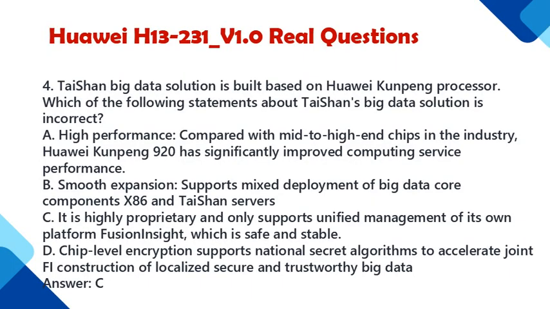4. Taishan Big Data Solution is built based on Huawei Kunpeng processor. Which of the following statements about Taishan's Big Data Solution is incorrect? A. High performance. Compared with mid to high-end chips in the industry, Huawei Kunpeng 920 has significantly improved computing service performance. B. Smooth expansion. Supports mixed deployment of big data core components x86 and Taishan servers. C. It is highly proprietary and only supports unified management of its own platform Fusion Insight, which is safe and stable. D. Chip-level encryption supports national secret algorithms to accelerate joint construction of localized secure and trustworthy big data. Answer. C.